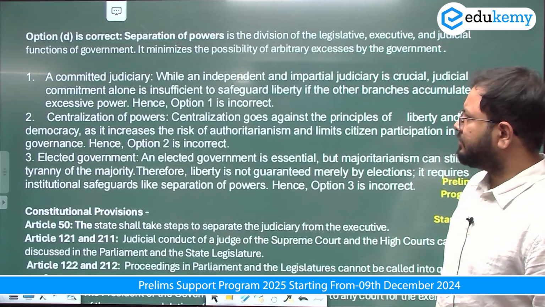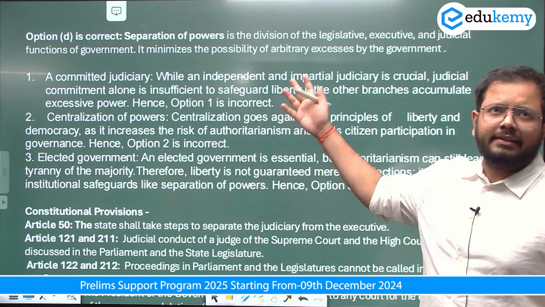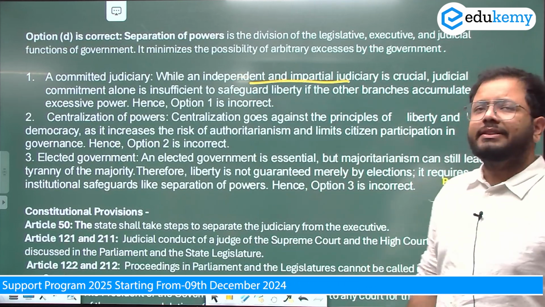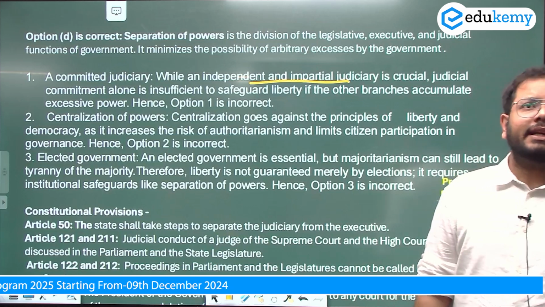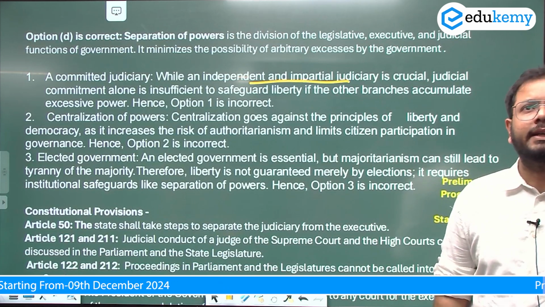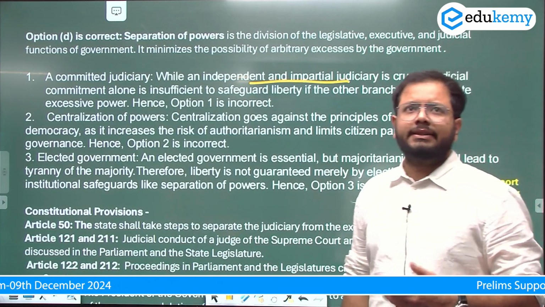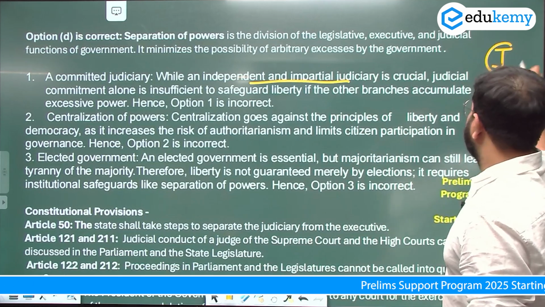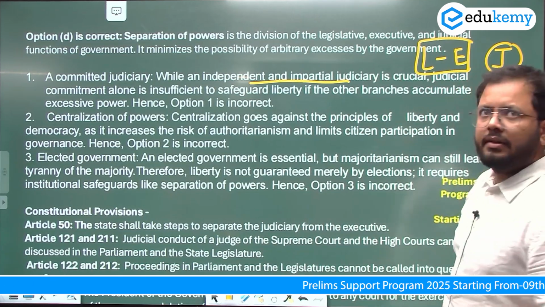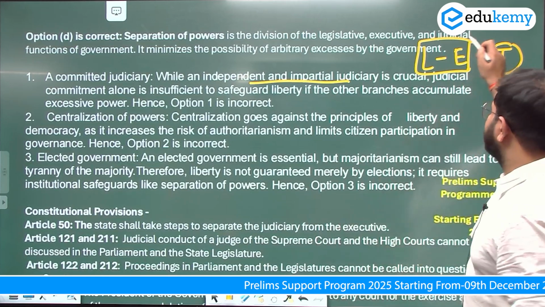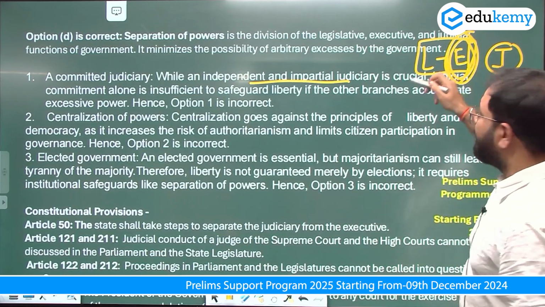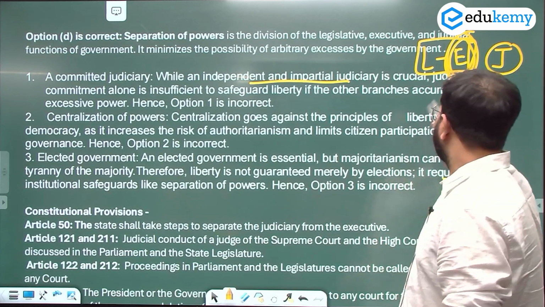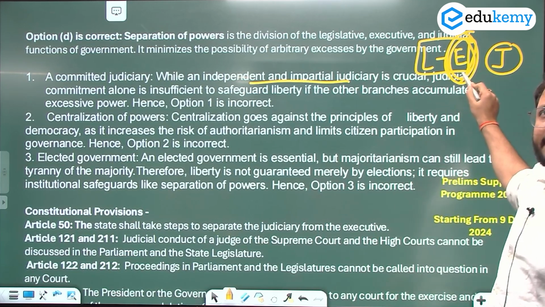Fine. Committed judiciary, like it is written that while an independent and impartial judiciary is crucial, judicial commitment alone is very much insufficient to safeguard the liberty if the other branches accumulate excessive power. For example, judiciary अच्छा काम कर रहा है, but there is accumulation of power in executive, for example, ठीक है, by bypassing parliament laws through ordinance, etc. ठीक है, fine. So it can pass any law through ordinance. Executive can pass any law through ordinance.